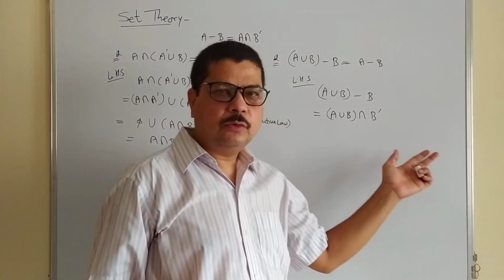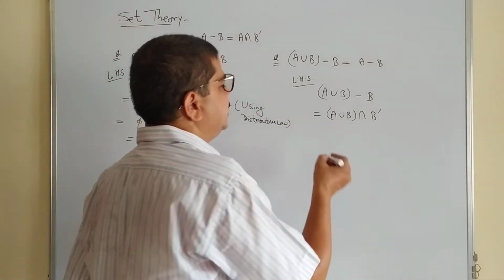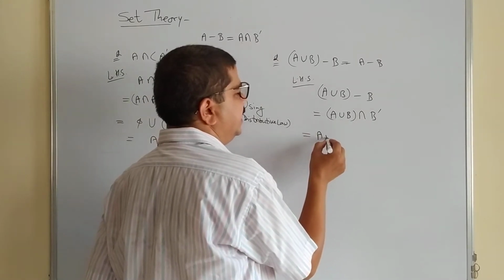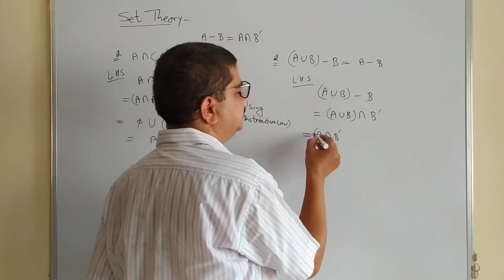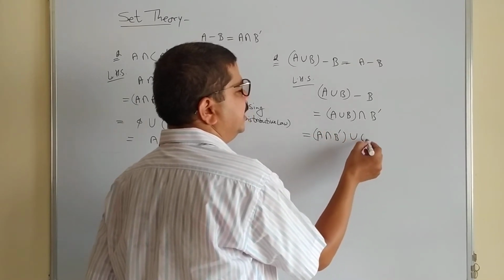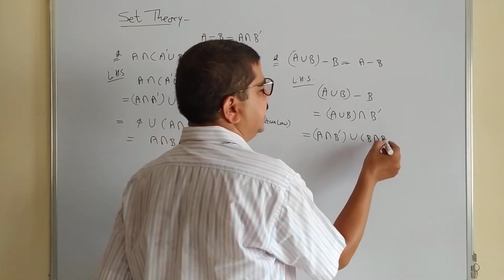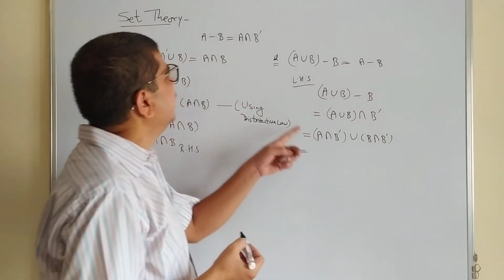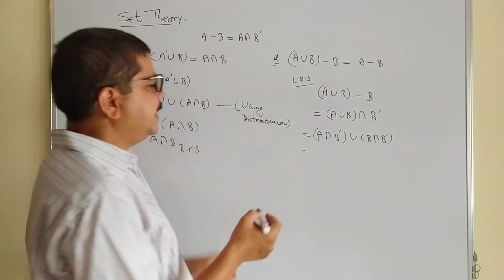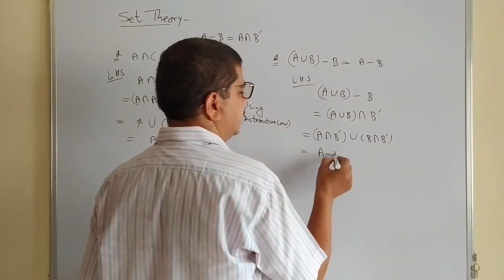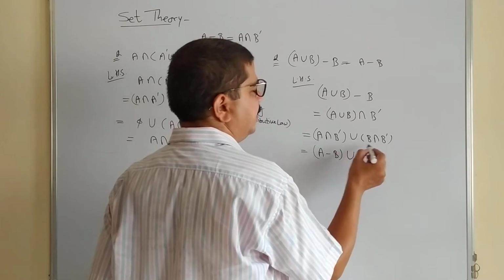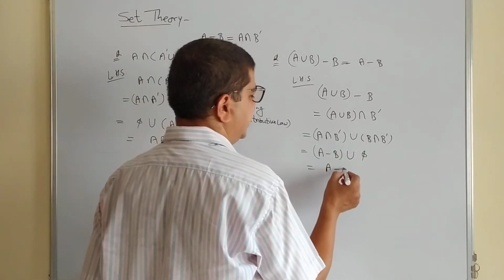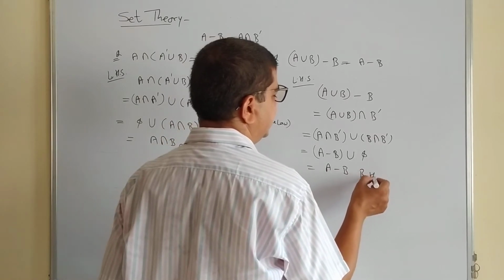Now we can use distributive law. Distributive law के अकॉर्डिंग भाई क्या बनेगा ये? It will be A intersection B dash union B intersection B dash. तो A intersection B dash is A minus B again, union B intersection B dash which is phi. So it gives you A minus B, that is right hand side.